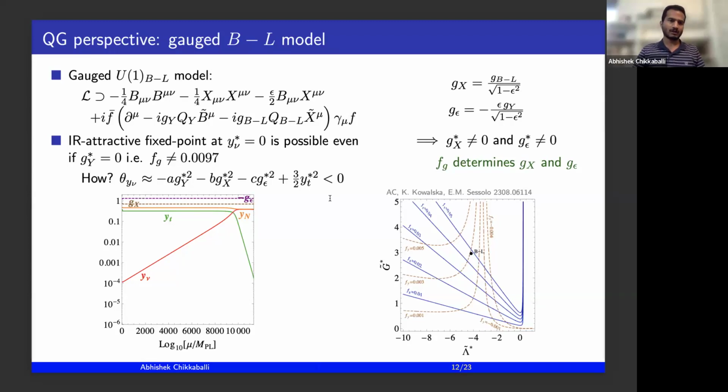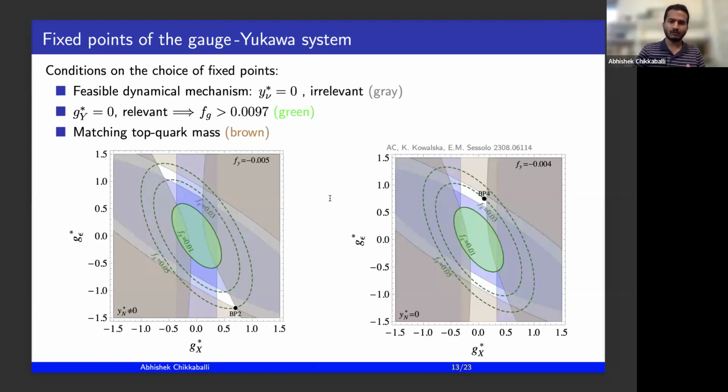So for the rest of the talk, I'll be considering only this B minus L model. Now that we have a certain range for the value of Fg and Fy, we can see what the possible choices for the fixed point are and how observations constrain these choices. So particularly, I will consider this choice in terms of the fixed point of Gx and G epsilon as shown here. And we impose the following conditions on the choice of this fixed point.